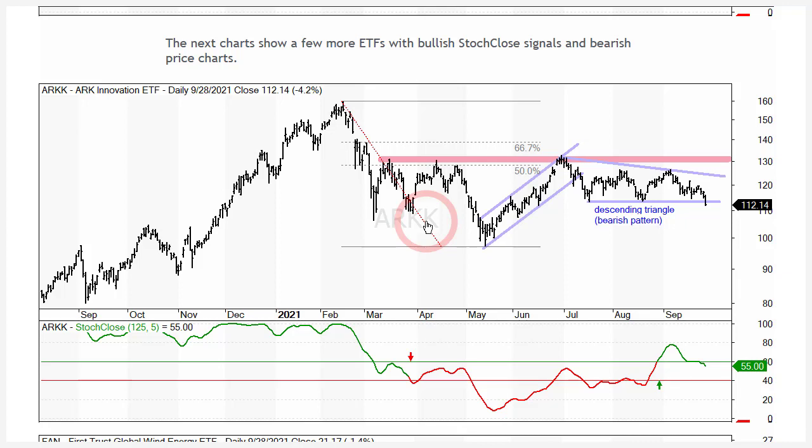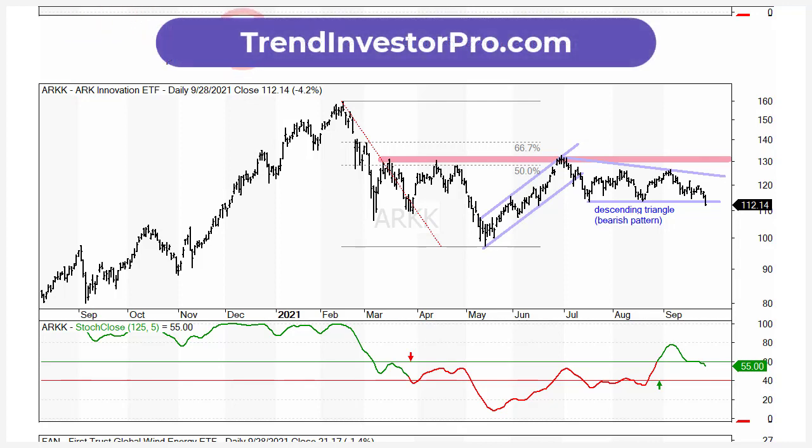because that is kind of their flagship ETF. And I usually use largely a systematic approach when it comes to trading and investing, and I use StochClose for my signals. And when it goes below 40, that's a bearish signal. So you can see we got a bearish signal here in March for the ARK Innovation ETF. And it's been bearish until late August when we got a bullish signal.